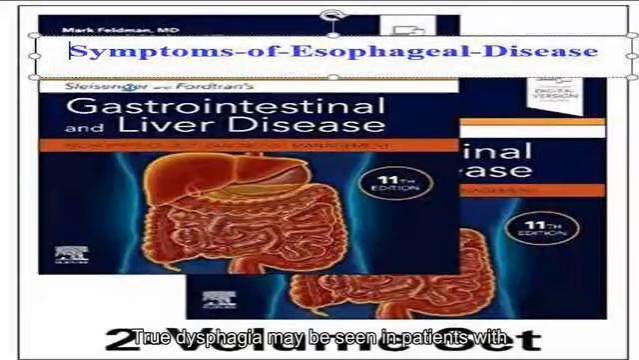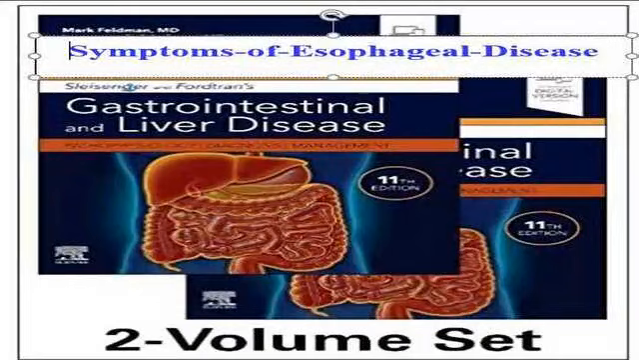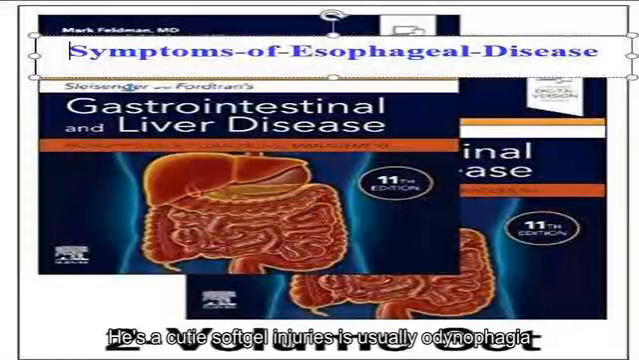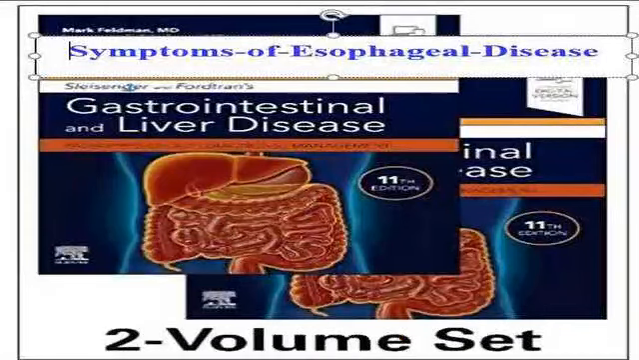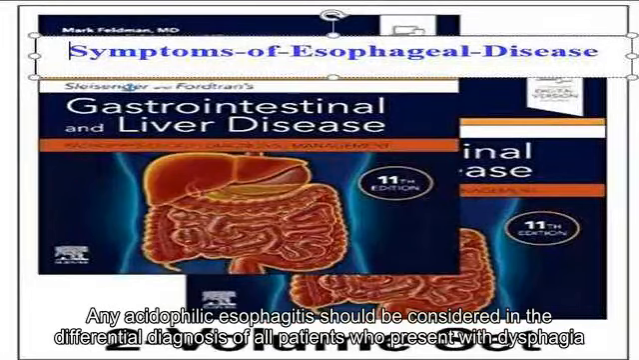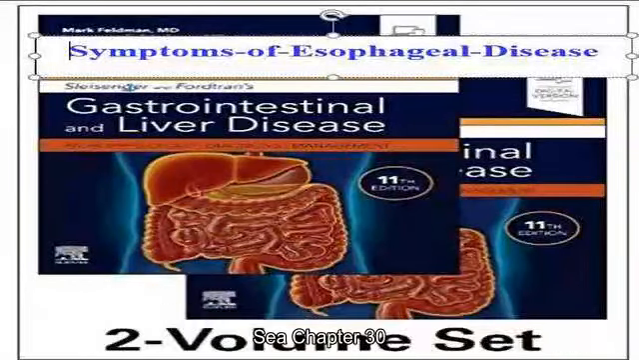True dysphagia may be seen in patients with pill, caustic, or viral esophagitis, but the predominant complaint of patients with these acute esophageal injuries is usually odynophagia, see chapter 45. Patients may present with a food bolus impaction, and eosinophilic esophagitis should be considered in the differential diagnosis of all patients who present with dysphagia, see chapter 30.